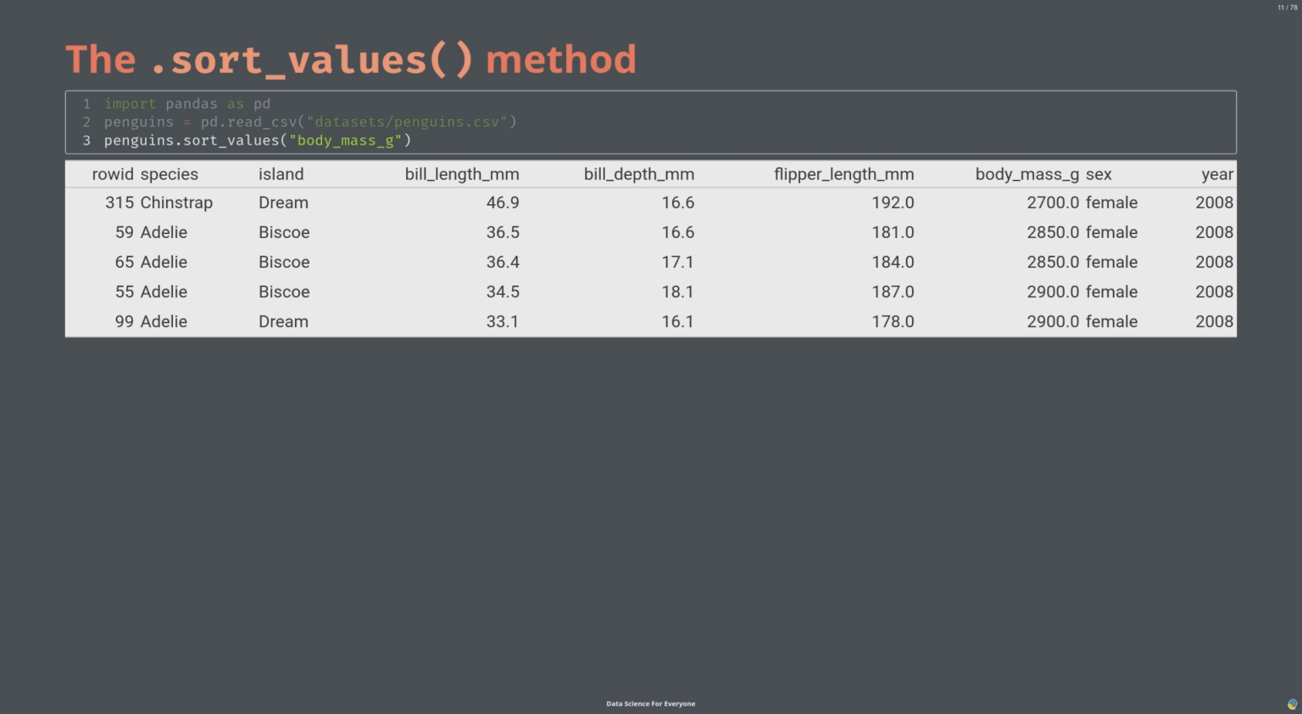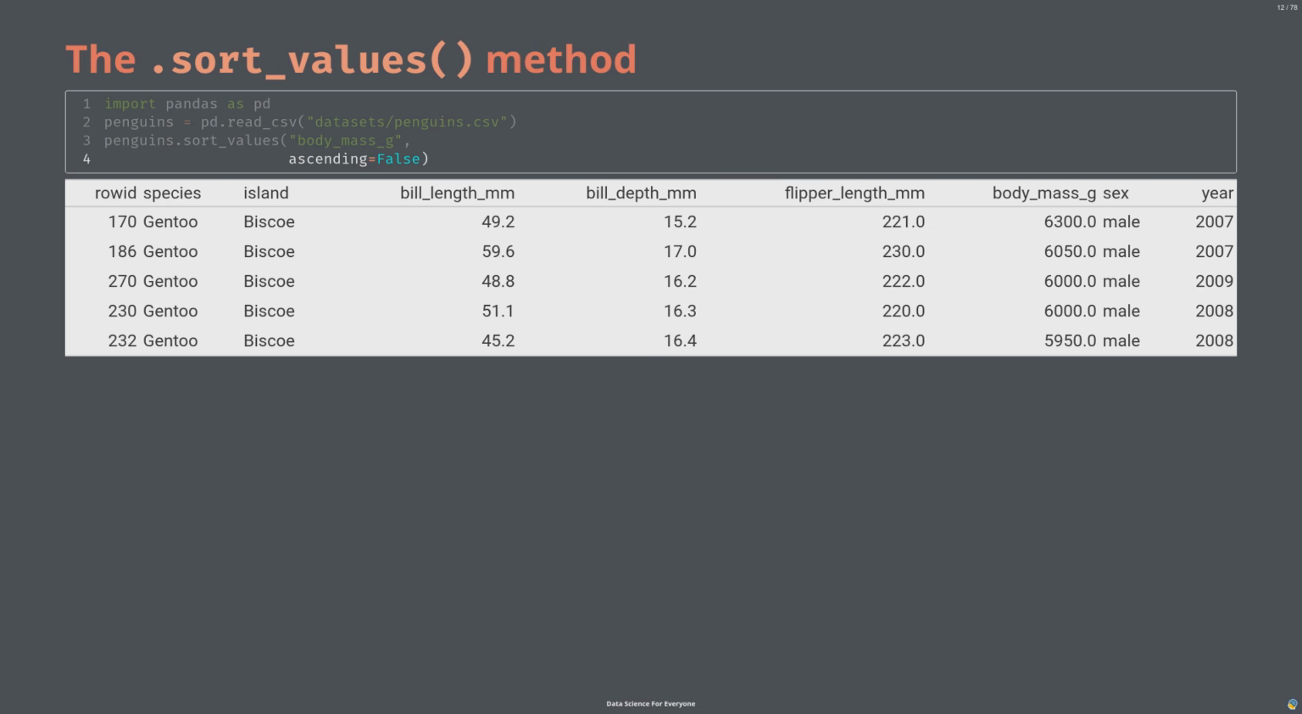If you want to sort the data in the opposite direction, for example from the heaviest to the lightest, you can set the ascending argument to False in the sort_values method. This flips the order, putting the largest values on top of the data frame. We see that the heaviest penguin has a body mass of 6,300 grams.